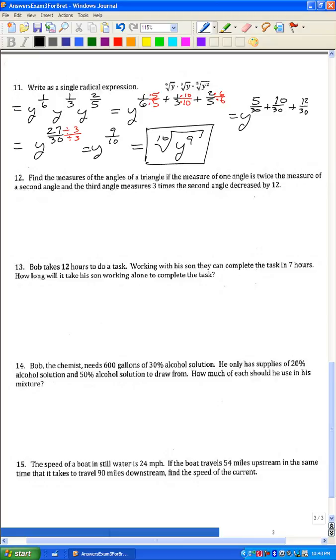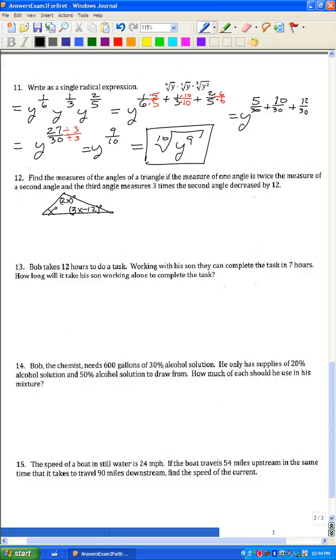Okay, so find the measure of the angles of a triangle. Let's just draw a triangle. The measure of one angle is twice the measure of the other angle. And the third angle is 3 times the second angle, decreased by 12. Okay, so the second angle, I guess, is x, so 3x minus 12.